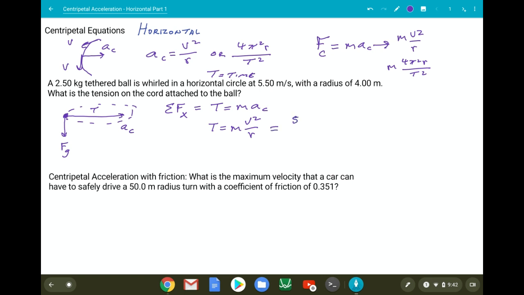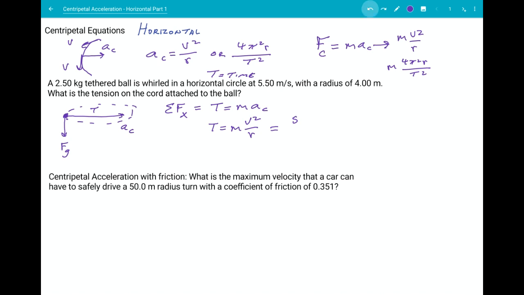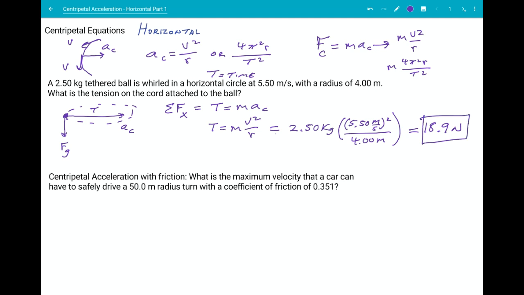And since this is 5, wait, I went too fast. So let's get that fixed. We got the mass, so 2.50 kilograms. Always slow down and make sure that you square the velocity. A lot of students, when they first start doing this, they forget to square it for some reason. So our answer for this particular problem will be 18.9 newtons. So pretty straightforward calculation.